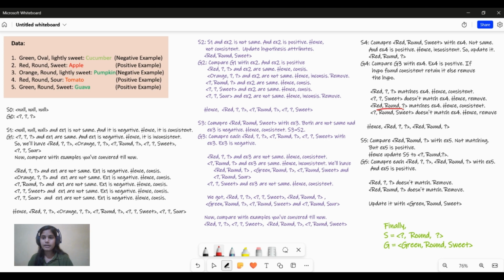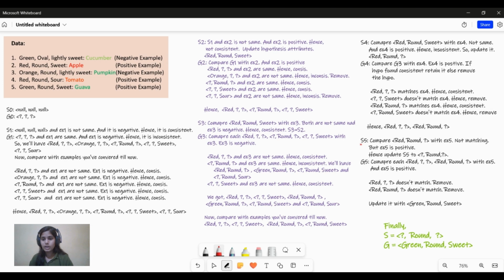The next one, red, round and question mark. All are covered, the example is positive, hence consistent. Now the next one, question mark, round and sweet. This question mark, round and sweet is not there, and the example is positive, so it is inconsistent, so we will remove it. Now we have these two hypotheses remaining in G4.